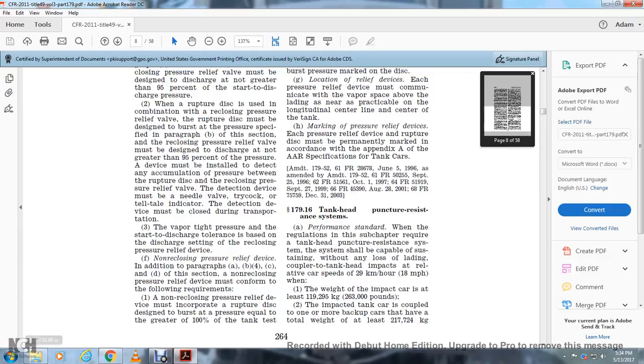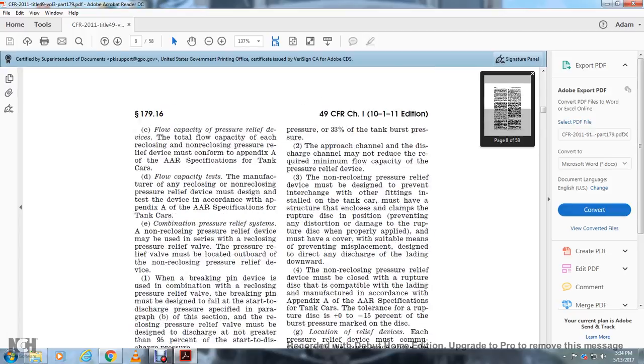A non-reclosing pressure relief valve must incorporate a rupture disc designed to burst at a pressure equal to the greater of 100% of the tank test pressure or 33% of the tank burst pressure. The discharge channel may not reduce the required minimum flow capacity of the pressure relief device. Non-reclosing pressure relief devices must be designed to prevent the interchange of the outer fitting of the installed tank car, must have a structure enclosing the clamps of the rupture disc, positioned to prevent any distortion or damage of the rupture disc when properly applied, and must have a cover and suitable means for preventing misplacement, designed to direct any discharge.